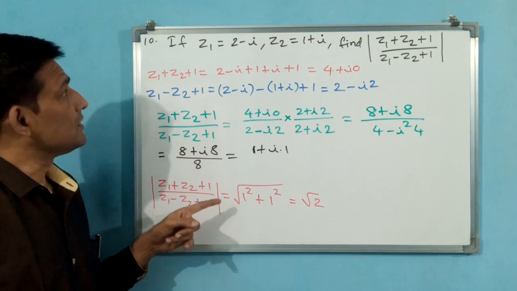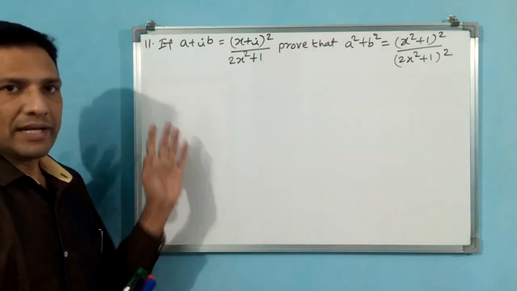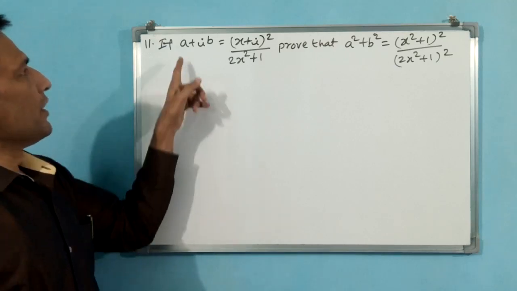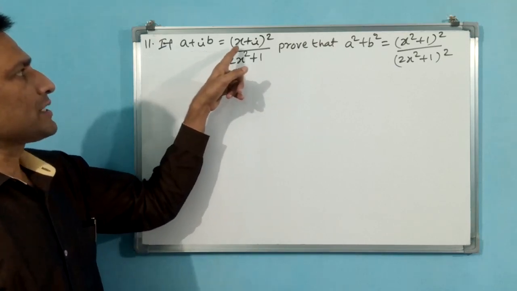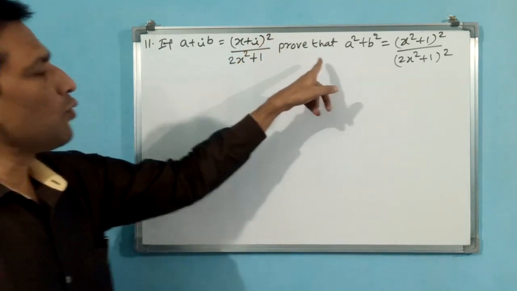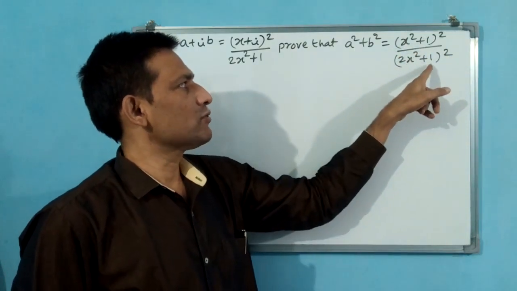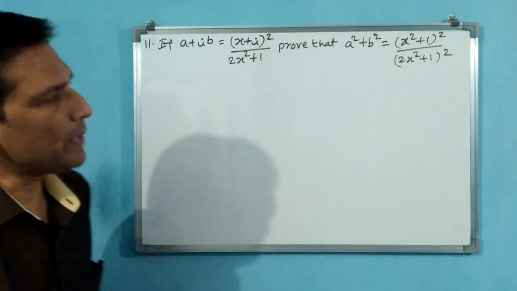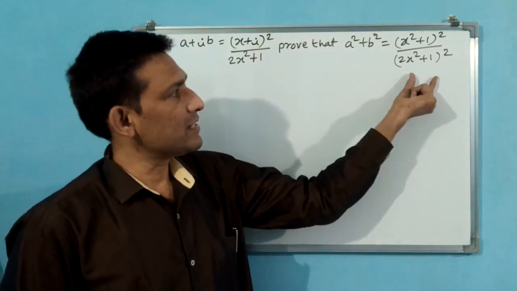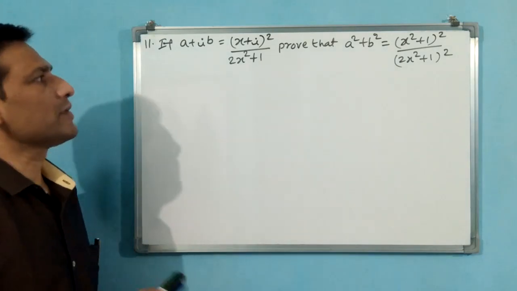Shall we go to the 11th question? Okay? See the 11th question. If a plus ib is equal to x plus i whole square by 2x square plus 1, prove that a square plus b square is equal to x square plus 1 whole square divided by 2x square plus 1 whole square. Okay. See, while simplifying here, since the square is there and has not been expanded, you keep the denominator like that only. Okay, that you have to keep in mind.